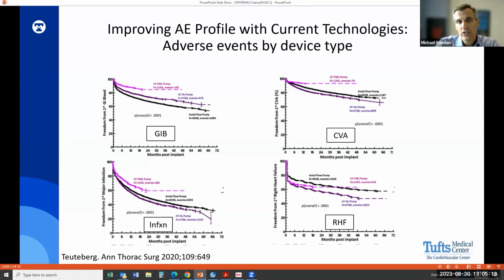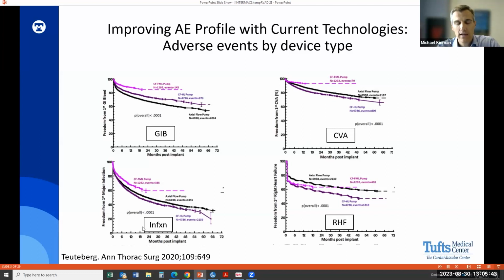But what these data show are outcomes or adverse events associated with the different pump platforms. So the top line here is centrifugal flow full maglev. So that's the HeartMate 3. Below that, we have CF, HL, which is the HVAD device. And then below that axial flow is the HeartMate 2. And what I want you to focus on is, so this is freedom from adverse events. So higher is better. We can see that these lines separate for GI bleeding, stroke, as well as infection.